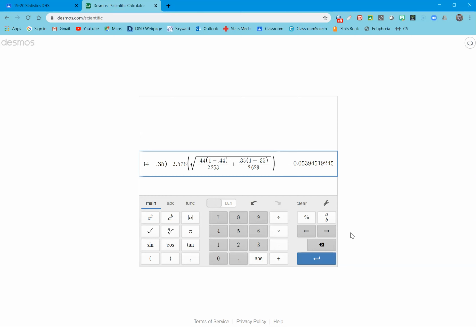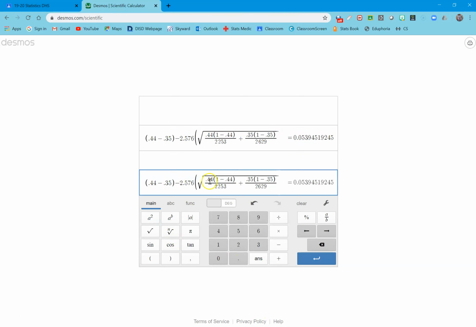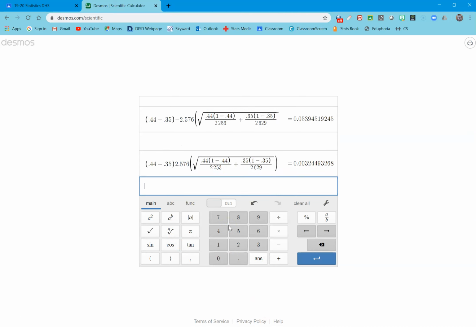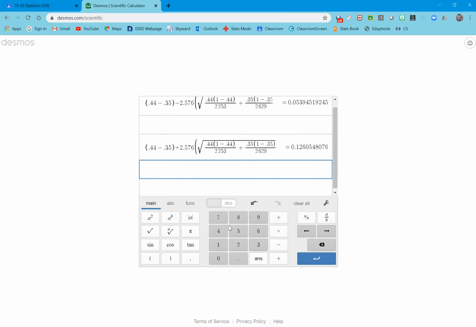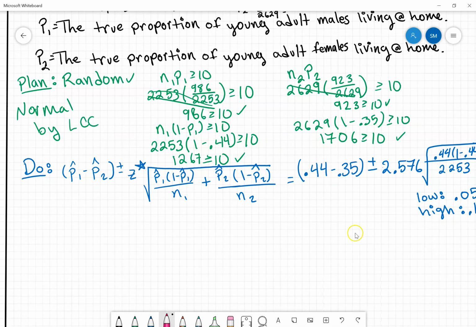So whenever we subtract it, we get 0.0539, which rounds to 0.054. So I'm just going to copy this over, paste it down here, change the minus sign to a plus sign, and you get 0.126. So let's go ahead and put that in. So our low number was 0.054 and the high number is 0.126. So then our last step, very last step, is to conclude.